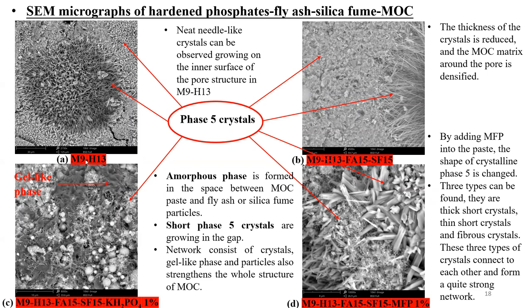And we can see this is the M9H13, the pure mix. And then we can see there's some needle-like crystals can be observed. And then this is growing on the inner surface of the pore structure in M9 and H13, as mentioned before. And then these are the phase 5 crystals and which keep the MOC stable. Then for B, this is the M9 H13, fly ash 15%, silica fume 15%.